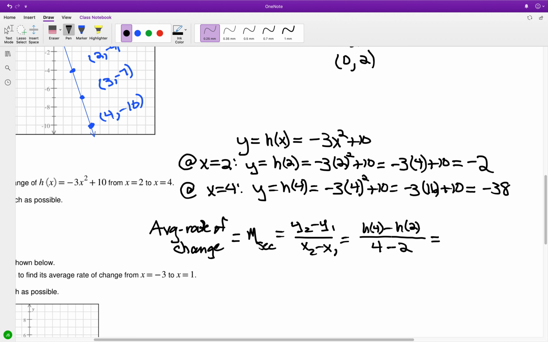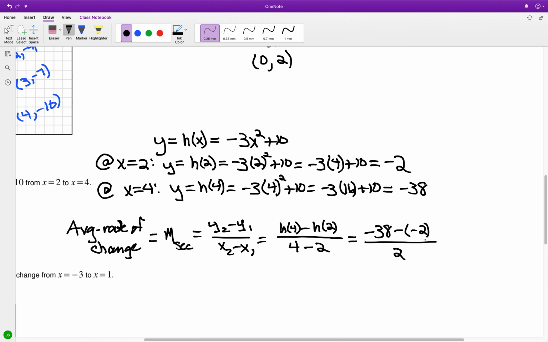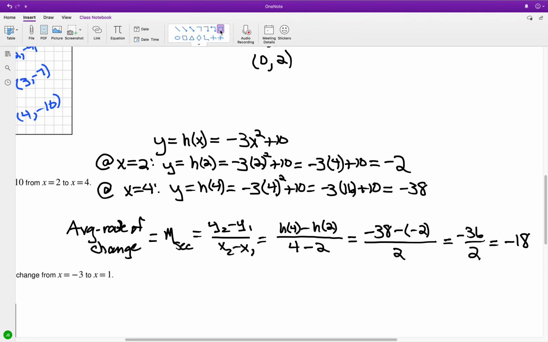So if we fill in, you have h of 4, which is negative 38, minus h of 2. h of 2 is negative 2. 4 minus 2 becomes 2. And for negative 38 plus 2, we have negative 36 over 2. And so it turns out that between these 2 points along the graph of y or h of x is equal to negative 3x squared plus 10, the average rate of change translates to a negative slope value, which is minus 18.